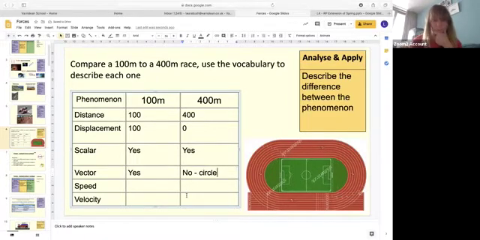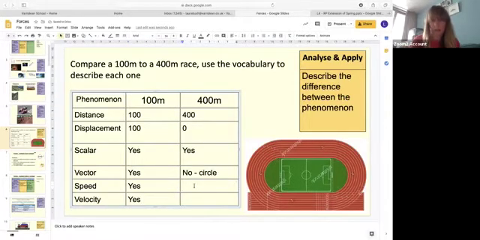Then we've got speed and velocity. So if I run my 100 meters, I'm running at a speed because it's a distance in a given time. I can time myself. So I have got a speed when I run this. Do I have a velocity? Yes, because velocity is speed in a given direction. So yes, I do have a velocity.